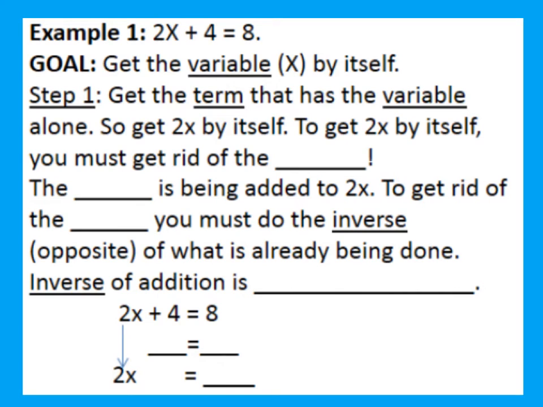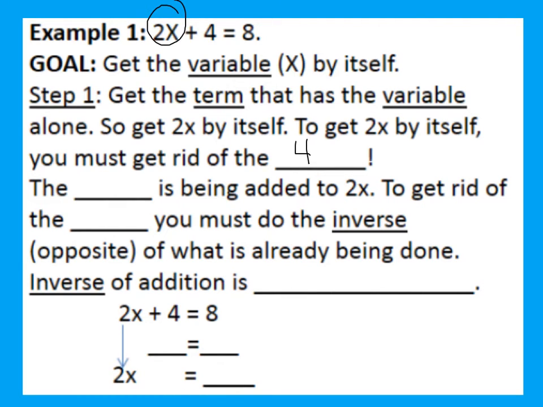So let's look at your foldable at example 1. We have 2x plus 4 equals 8. Again, when we're solving equations, the goal is to get the variable x by itself. So step 1, we have to get the term that has the variable alone. So here, we have to get 2x by itself, because that's the term with the variable. So to get 2x by itself, you must get rid of the 4.